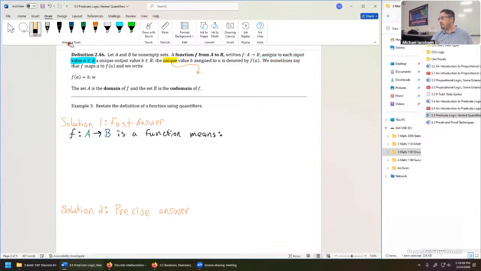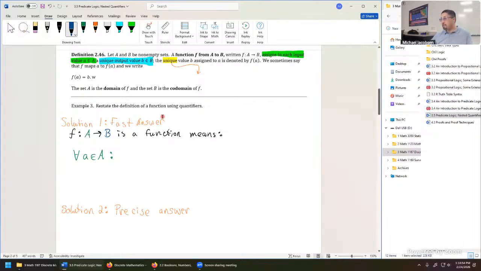And let me make sure my colors go in the right order. I want to go green for domain, blue for codomain. So I'll begin by saying for all a in the domain set A, it's going to assign a unique output value, b, in the codomain, B.